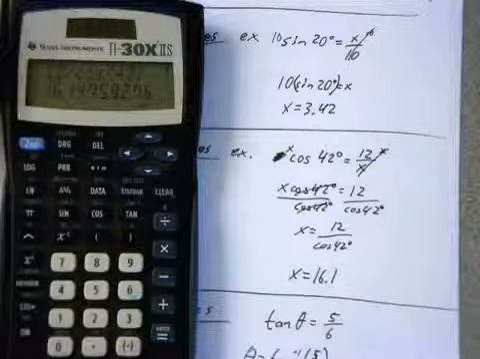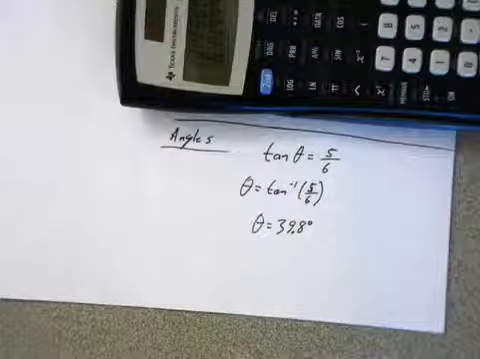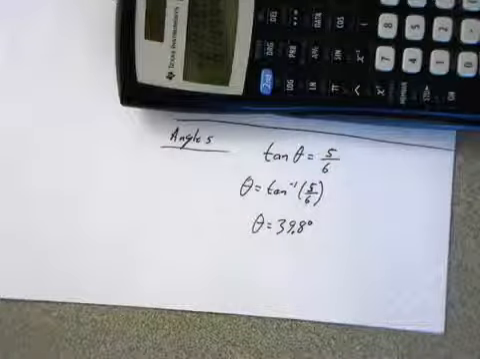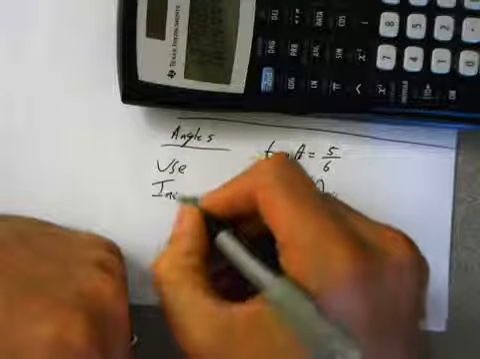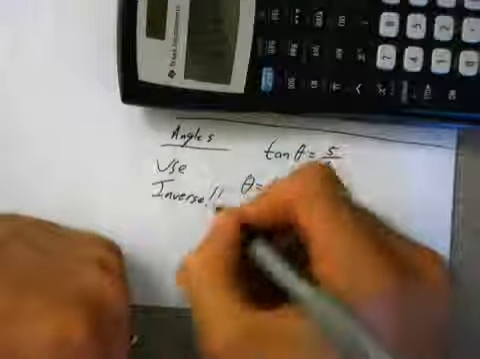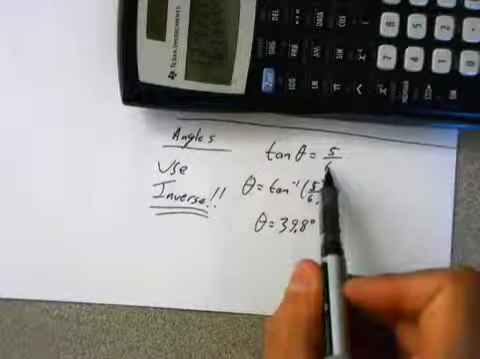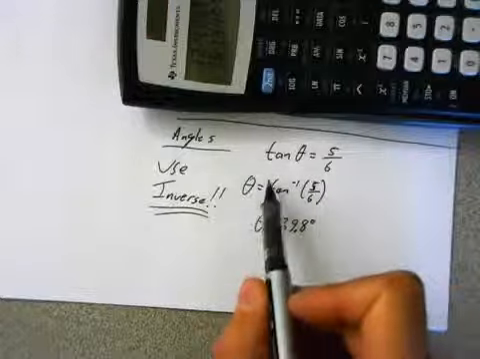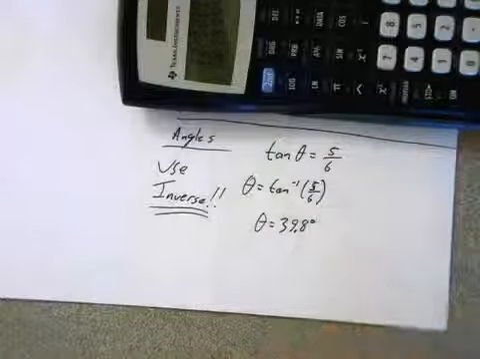All right, last thing. We are now going to look at angles. So in order to solve angles, you guys all remember that you use the inverse, right? Use inverse. So in order to solve the angle when tan theta is equal to 5 over 6, I use the inverse of tan, and it's 5 over 6. Okay, so what is the tan inverse of 5 over 6?